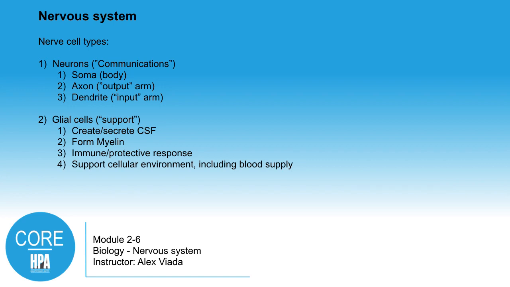The second type of cell located in the nervous system is very different. Whereas neurons are all characterized by their ability to transmit these action potentials, the glial cells comprise many different kinds of cells. And these are all the support cells that are located within the nervous system. Now, they play many roles. They, for example, here listed, create and secrete CSF, or cerebrospinal fluid.